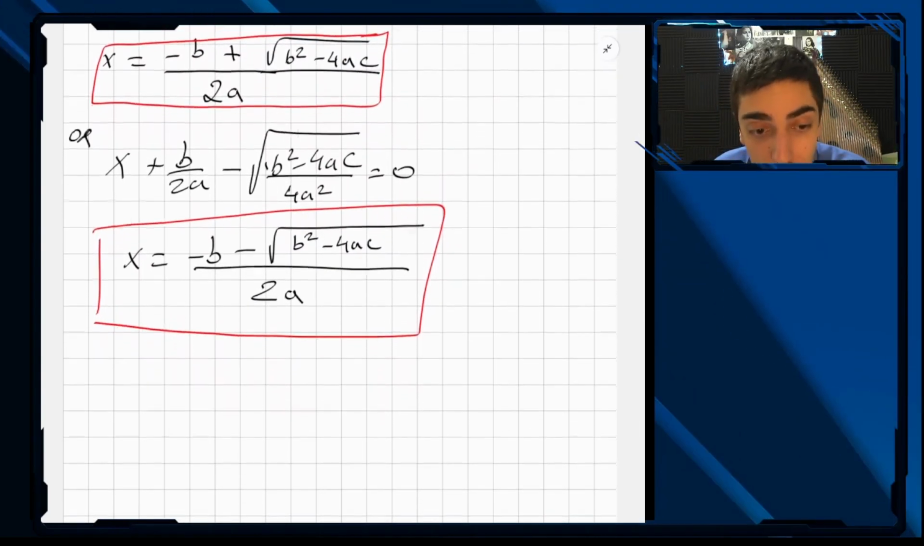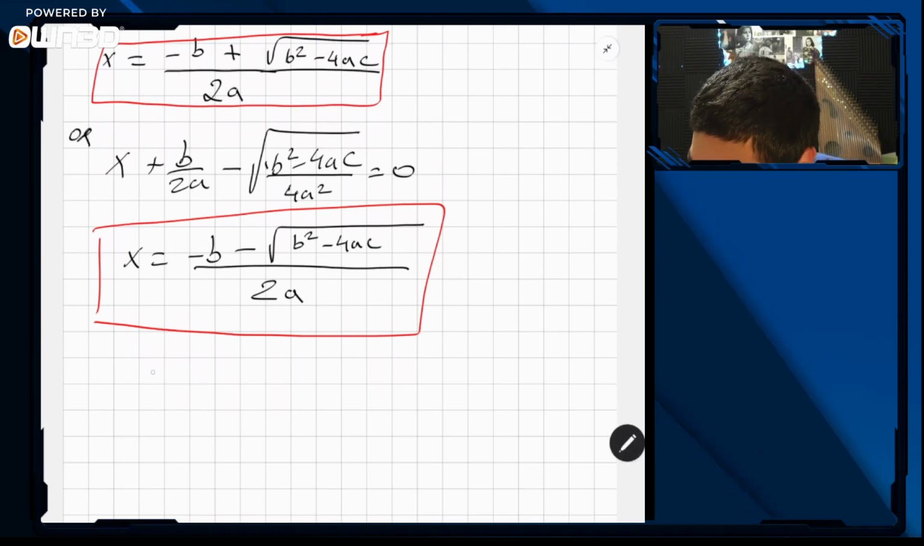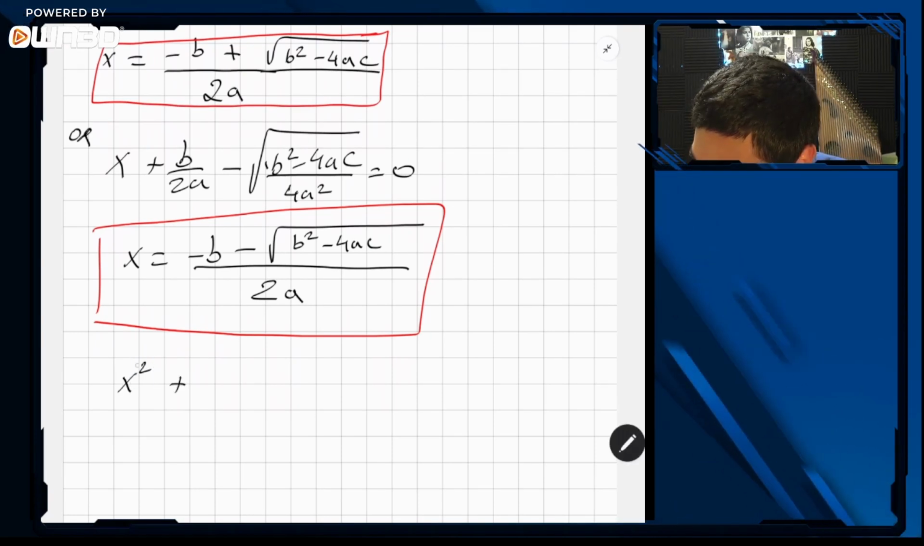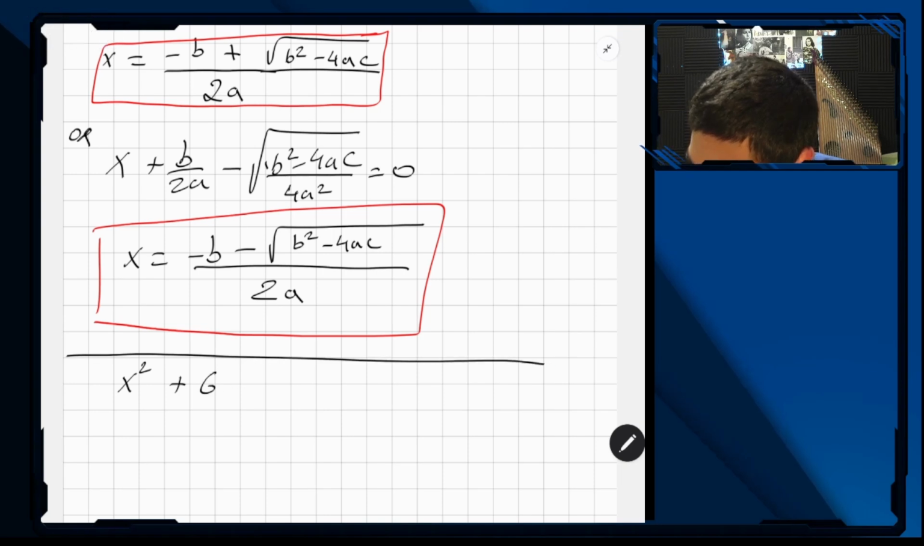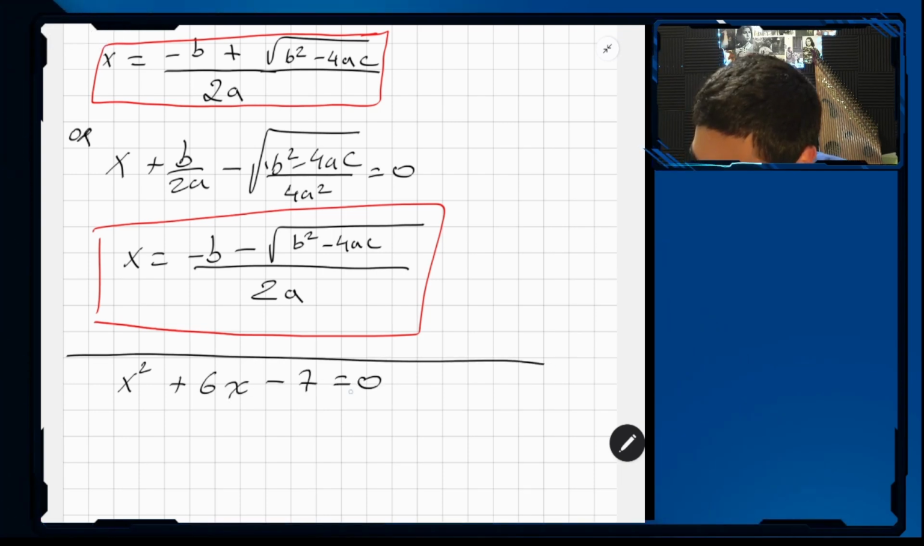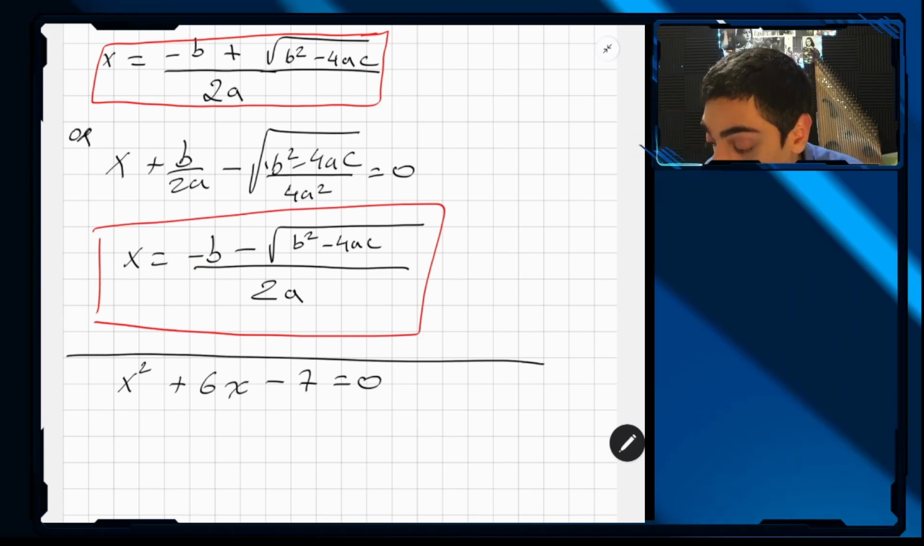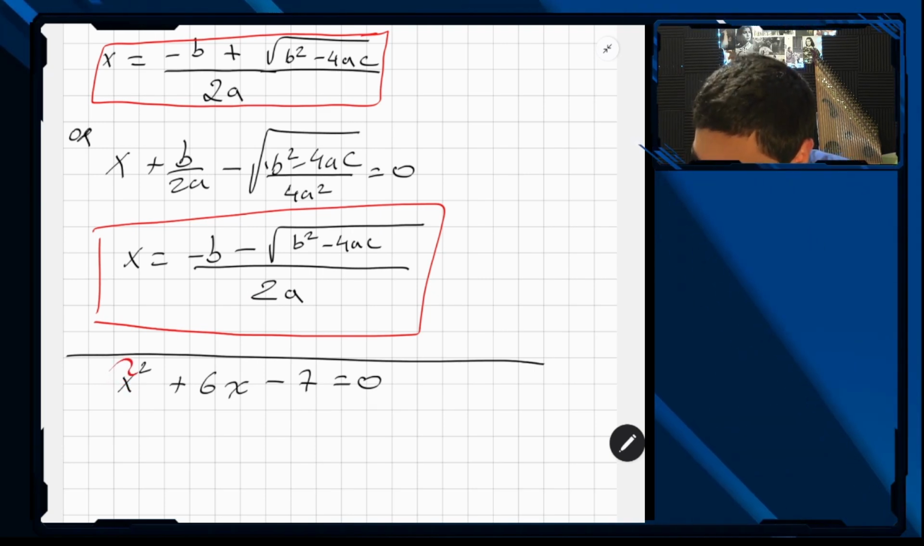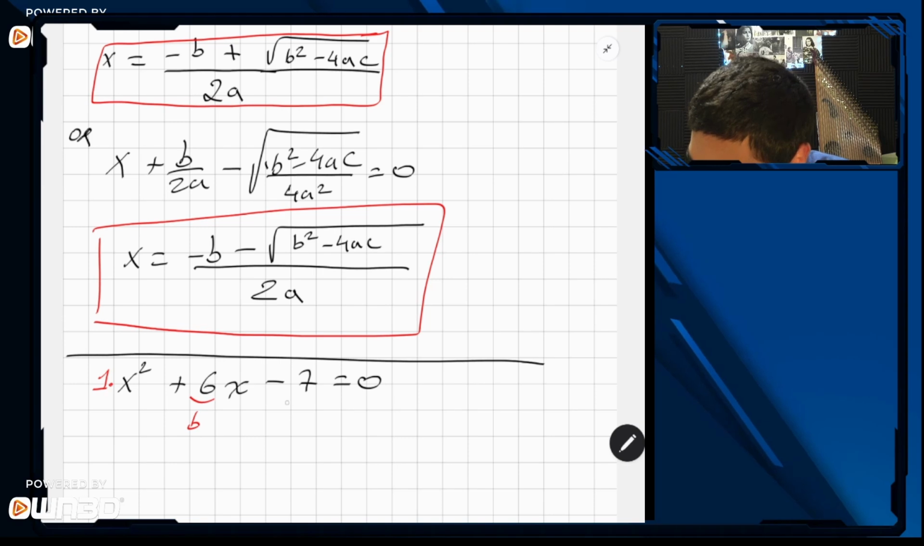I'm sure you guys can guess. So let's say this is the example here, x squared plus 6x minus 7 is equal to 0. Okay, and well, I need to find what a, b, and c are. Now this becomes very easy. So a here is the number before x squared, that's a 1. And this is b. And c here is negative 7.